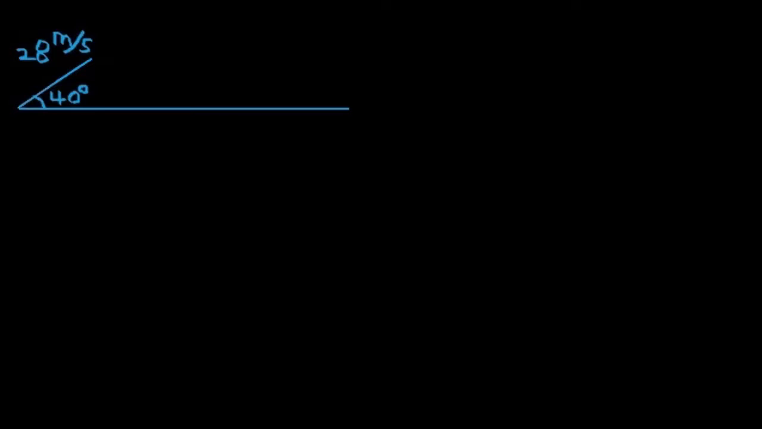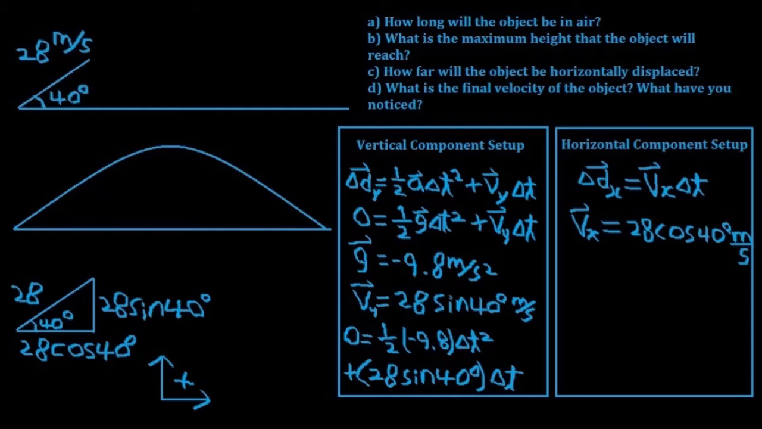So the typical question that you get is, how long will the object be in the air, what is the maximum height that the object will reach, and how far will the object be horizontally displaced. In other words, how far will the object travel horizontally, and what is the final velocity of the object.